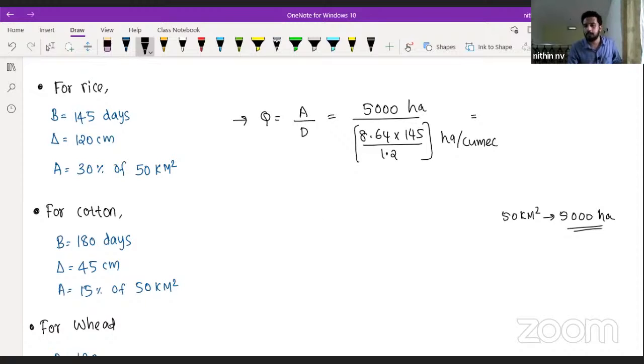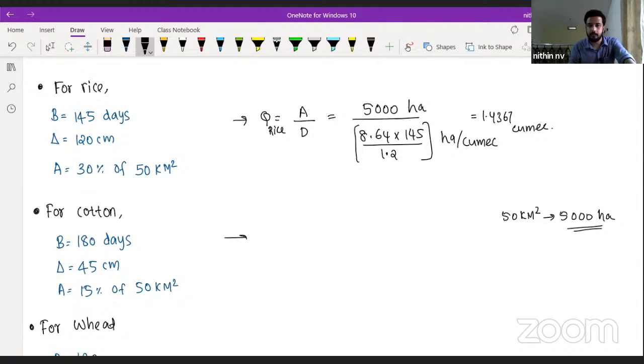Okay, please calculate and tell me how much discharge you are getting for rice. Can you please comment? One second, let me compare with my answer also. Are you getting 1.43? Okay, very good. I'm getting the final answer also. Yes, your answers are correct. 1.4367 cubic.